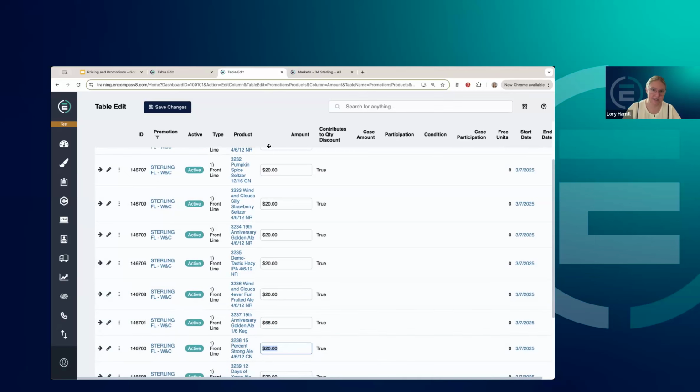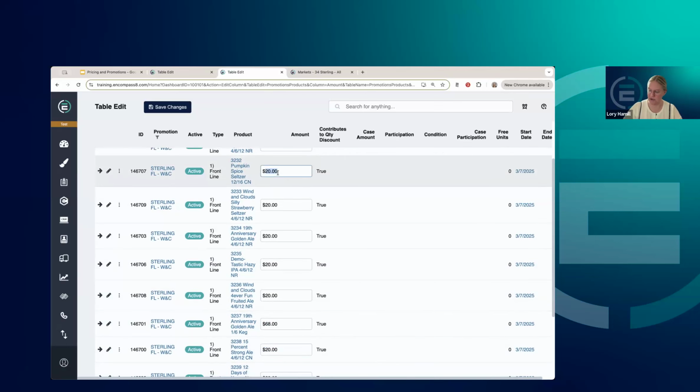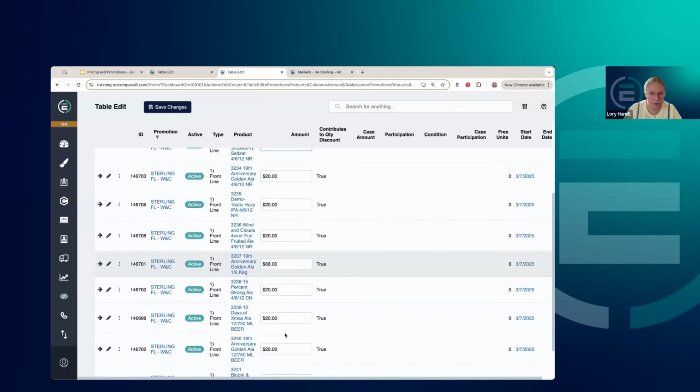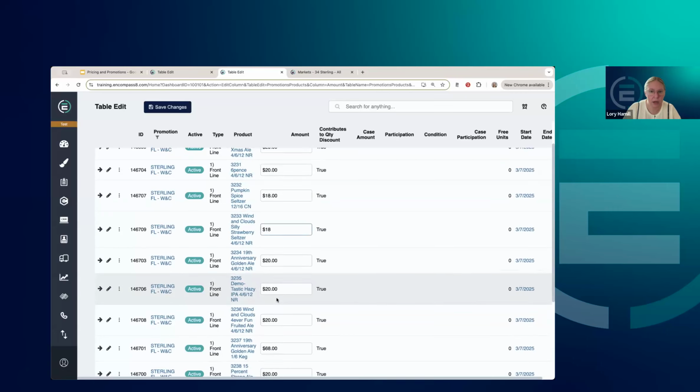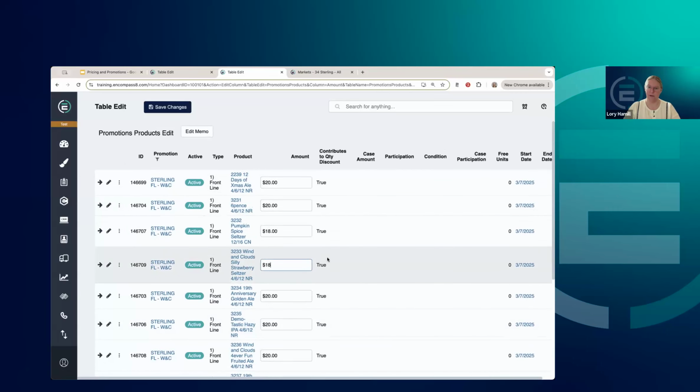I can continue to build this out and say all of my seltzers, now instead of 20, are 18, not 1800. 18, whoops. That's a beer, that's a beer, that's a beer. No longer, lager. Aren't those all of them? Oh no. Yeah, that is all of my seltzers. Okay. So I have my pricing set up the way that I want that to run. $20, $18, 68, frontline for all of these products. All I need to do now is save those changes.